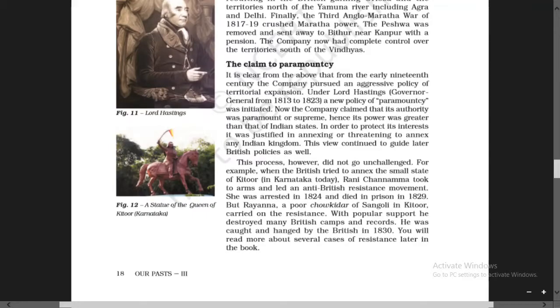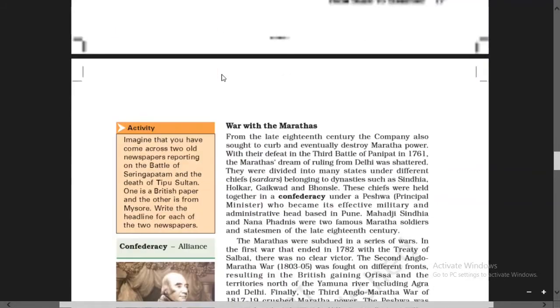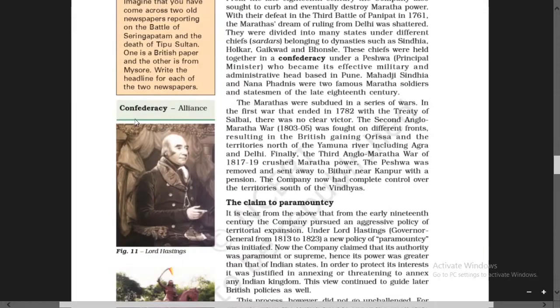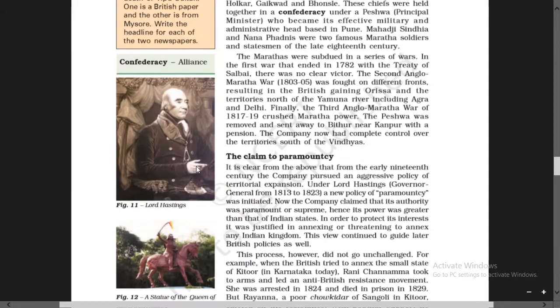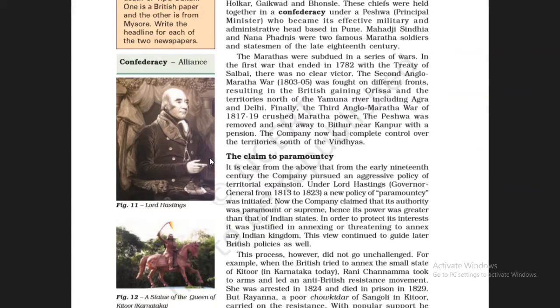The claim to paramountcy. Boys, it was a British policy, which was introduced in India by the British East India Company under Lord Hastings, the first Governor General of British India. So now let us see.